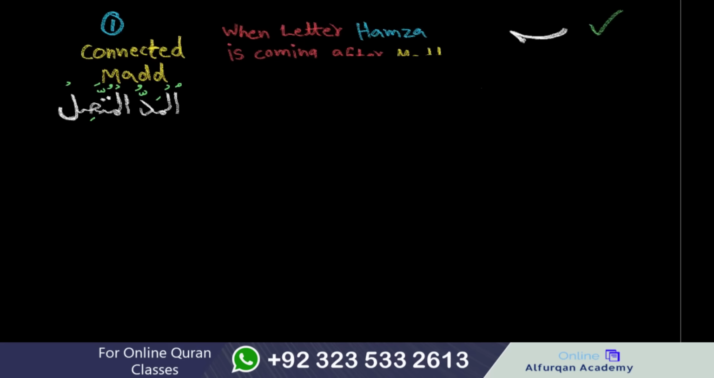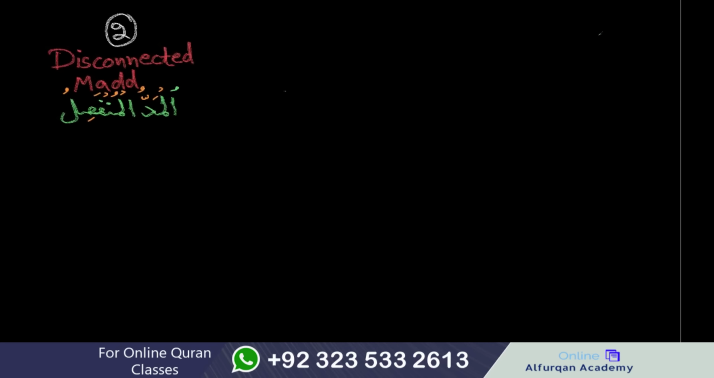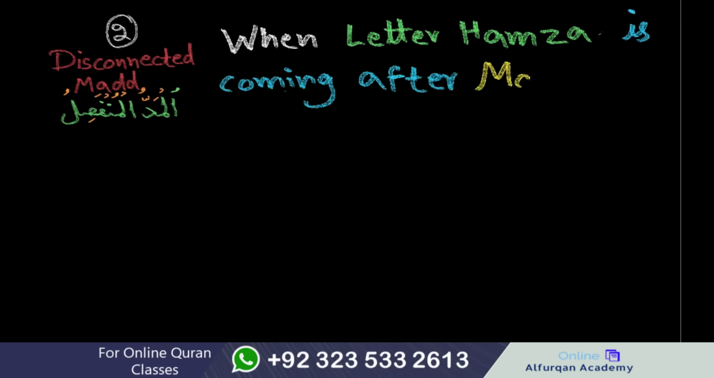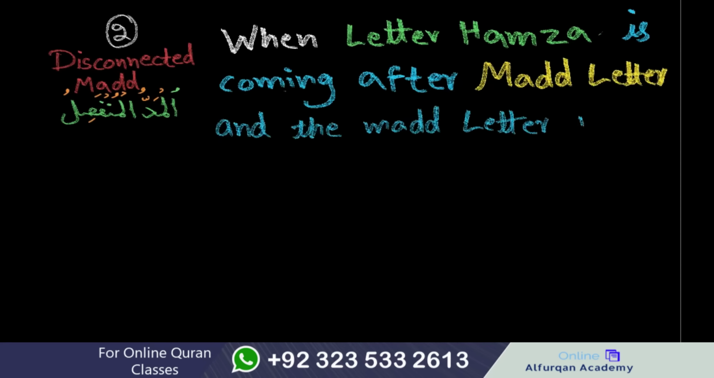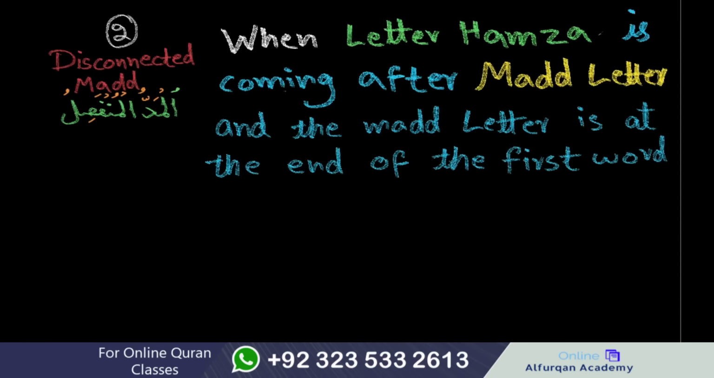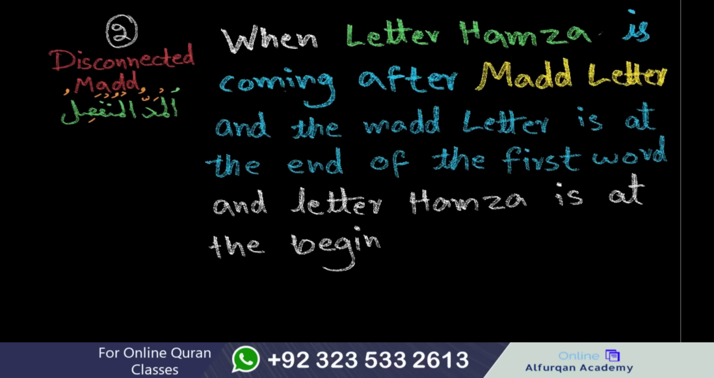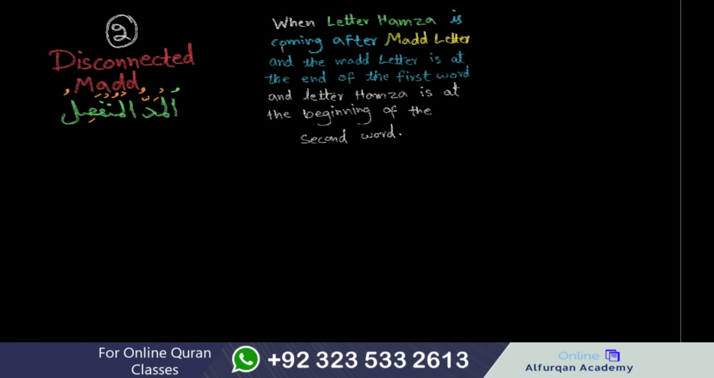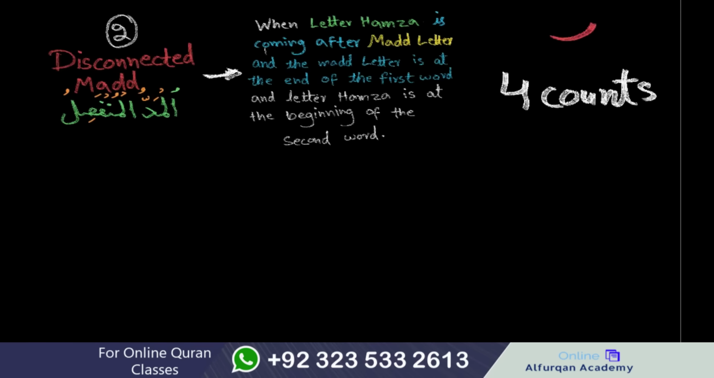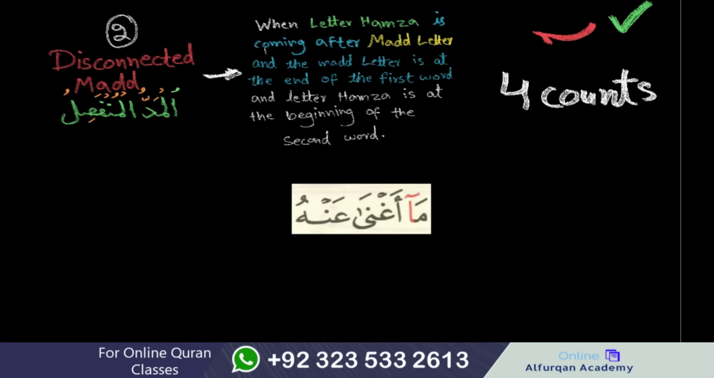Now we can talk about the second type of mad, and that is a disconnected mad. In Arabic we can say al-maddul munfasil, and the definition of this mad is when letter Hamza is coming after a mad letter, and the mad letter is at the end of the first word, and letter Hamza is at the beginning of the second word. The duration of this mad is 4 counts, and also we use the mad sign for that. You will understand this definition by checking a few examples.